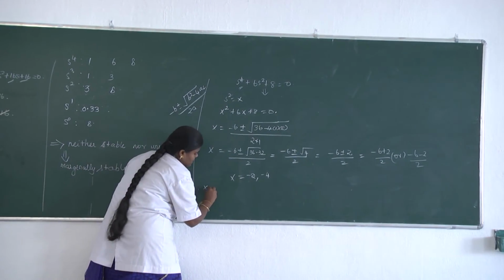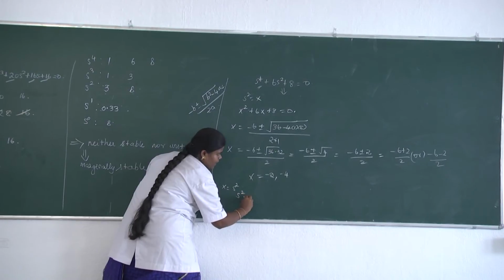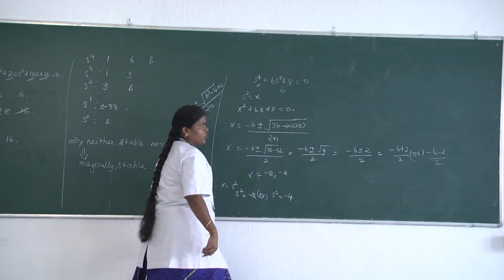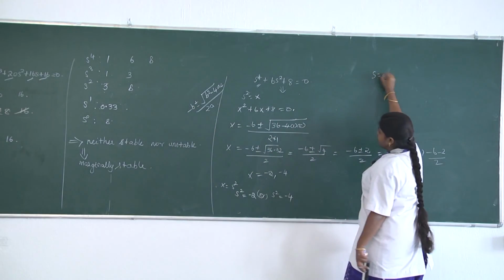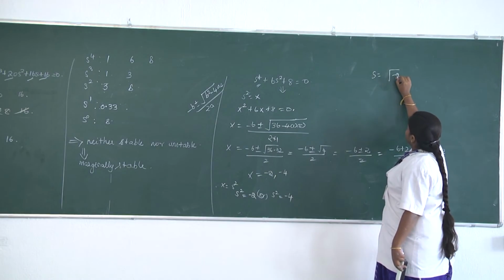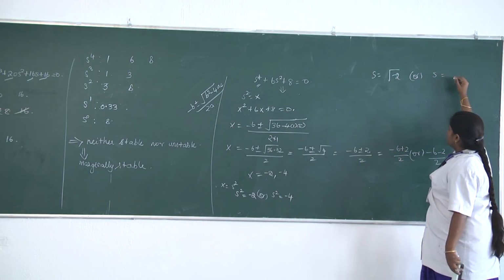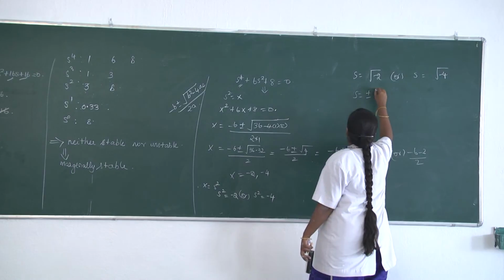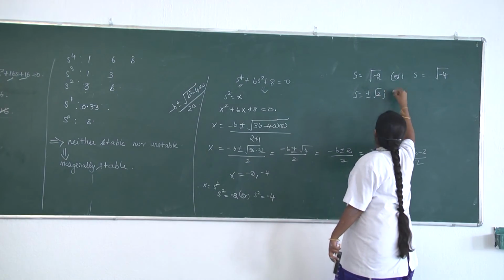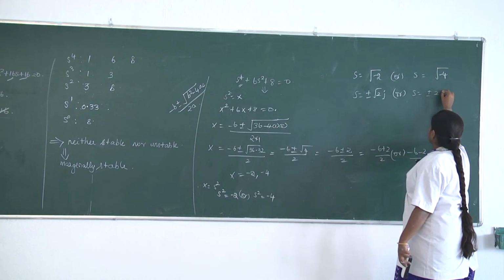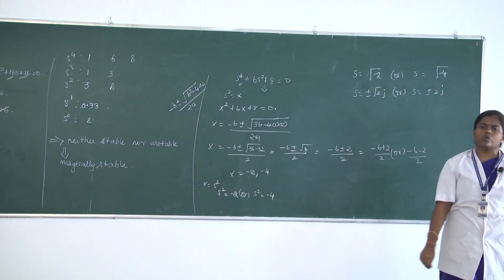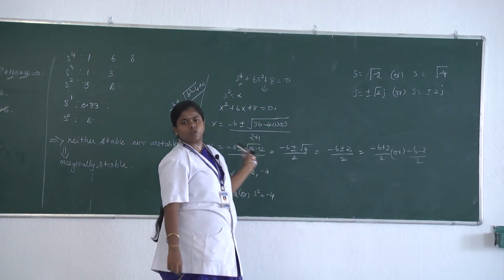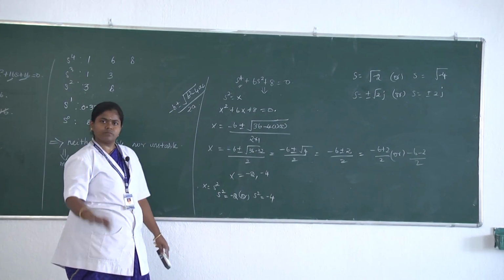And by substituting x is equal to s square, s square will be equal to either minus 2 or minus 4. By solving this, s is equal to root of minus 2 or s is equal to root of minus 4, that is, s is equal to plus or minus root 2 j or s is equal to plus or minus 2j. These 4 roots are those roots which lie on the imaginary axis, and these 4 roots make this system a marginally stable system.